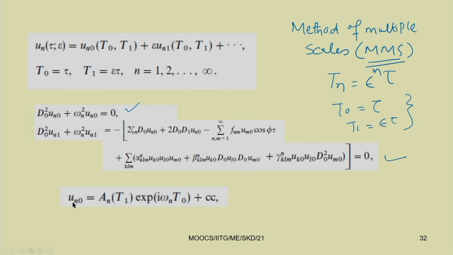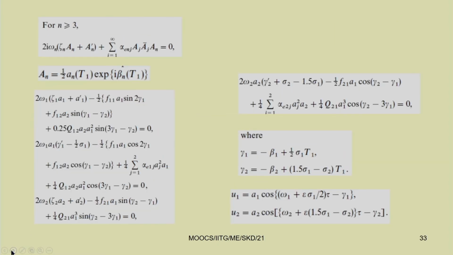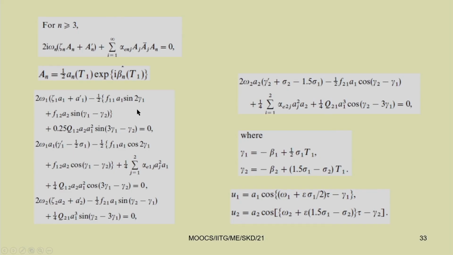Now, after getting this u_n equal to a_n e to the power iω_n T0 plus c.c., you can substitute it in this equation, and after substituting, you can eliminate the secular term to get the response. For n greater than 3, due to the presence of damping, the system response will die down, so it is not required to consider n greater than 3. For n less than 3, these are the secular terms. To eliminate the secular terms, we can write down this equation, and here this a_n can be written in its polar form, that is half a_n e to the power iβ_n.